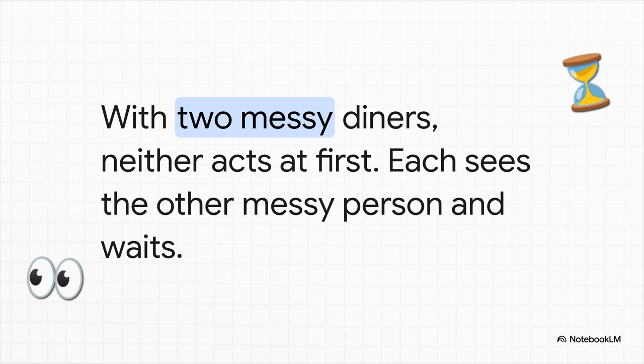All right, now let's see how this builds when there are two messy people. Let's call them Alice and Bob. Alice looks across the table and sees Bob is messy. So she thinks, okay, maybe Bob is the only one. I'll just wait and see if he cleans his face after the first bell. But of course, Bob's doing the exact same thing. He sees Alice is messy and he's waiting for her to act.